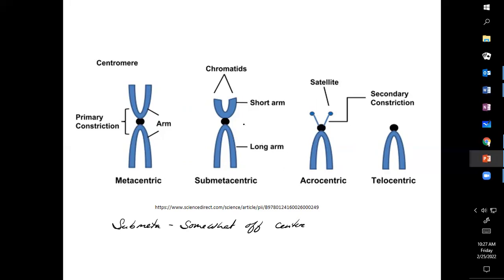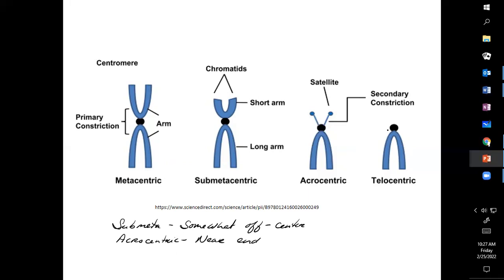Making that P and Q arm a little more distinct. We have acrocentric chromosomes. Acrocentric chromosomes have a centromere near the end of the chromosome, so the P arm is almost negligible. There's very little P arm.